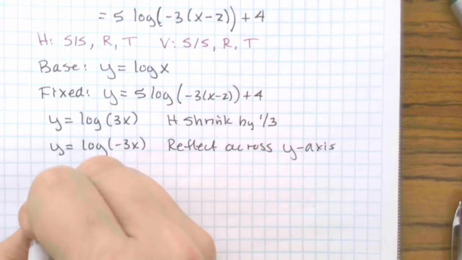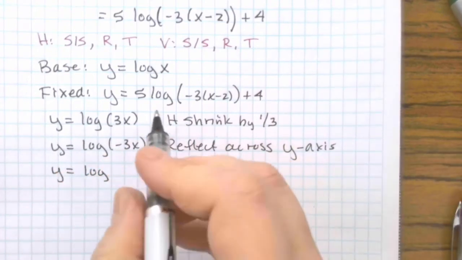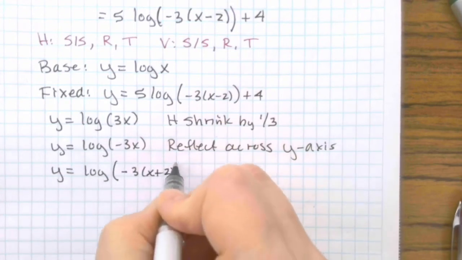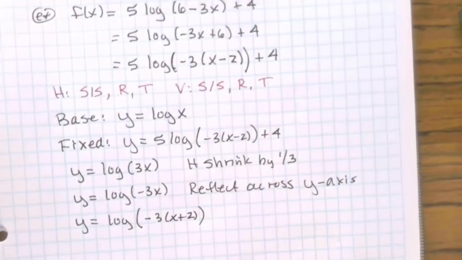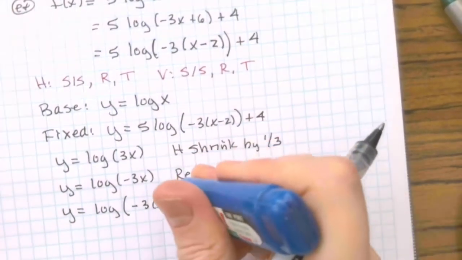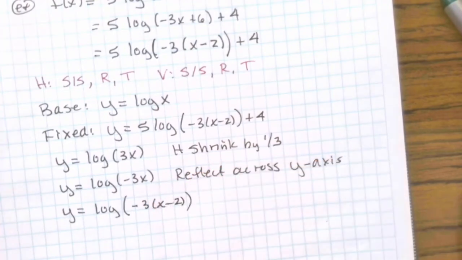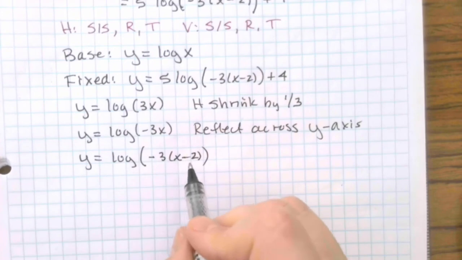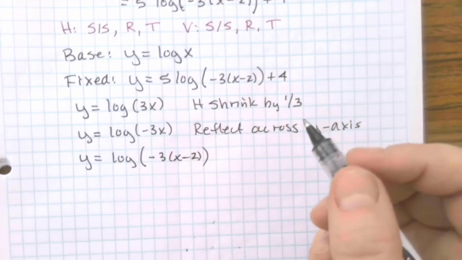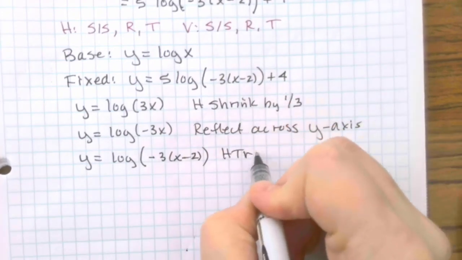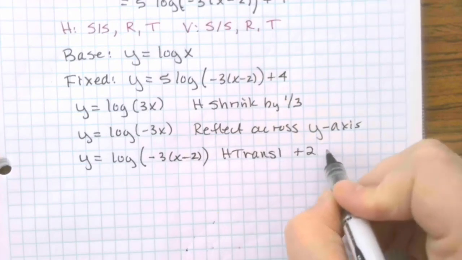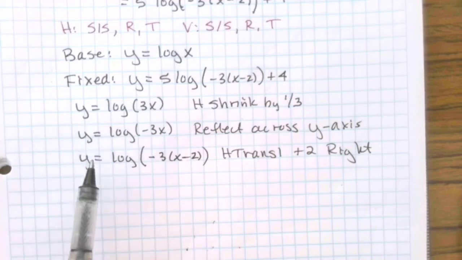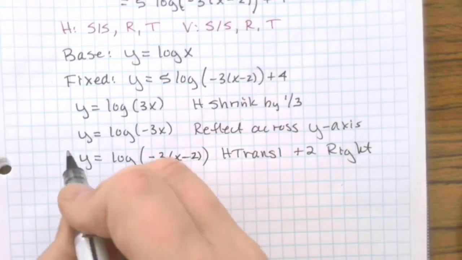All right, and then translate. So this is where we're going to get into the one that we transformed. Excuse me, I hit my camera. Hold on, that's supposed to be negative. There we go, that's better. So x minus 2, remember it's always backwards. So this is a horizontal translation 2 to the right. Okay, so we've done our horizontals: shrink, stretch, reflect, translate. Now we're going to do the verticals.